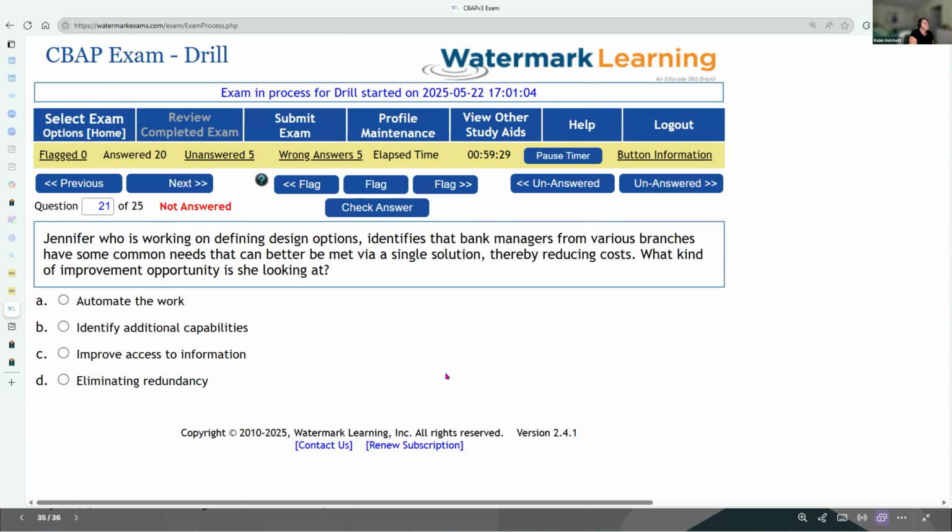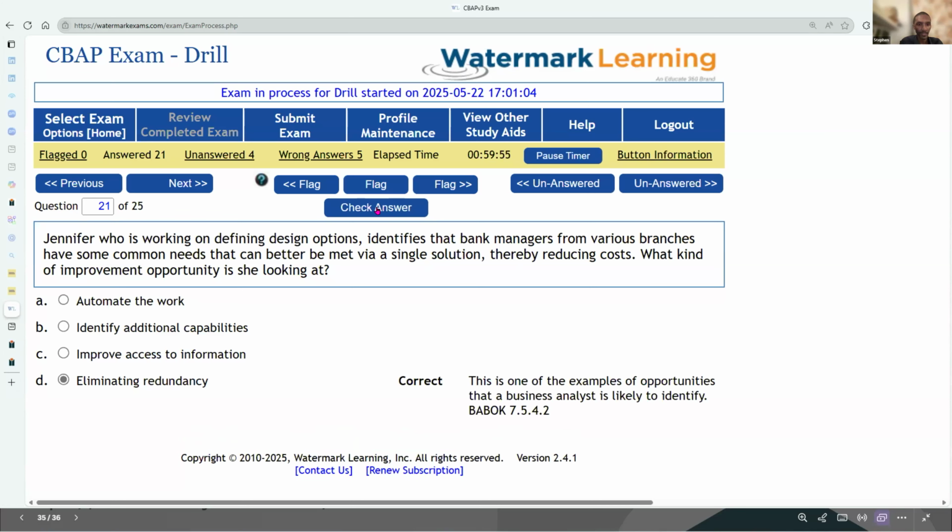Defining design options. And the improvement opportunity is either automating the work, identifying additional capabilities, improve access to information, or eliminating redundancy. Let's say D, with eliminating redundancy. Yeah, I agree with D. Okay. They are looking for this single solution.